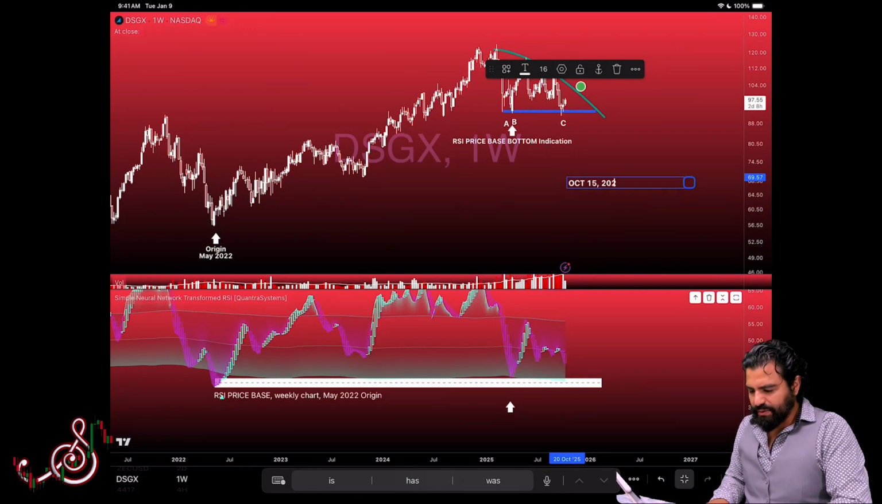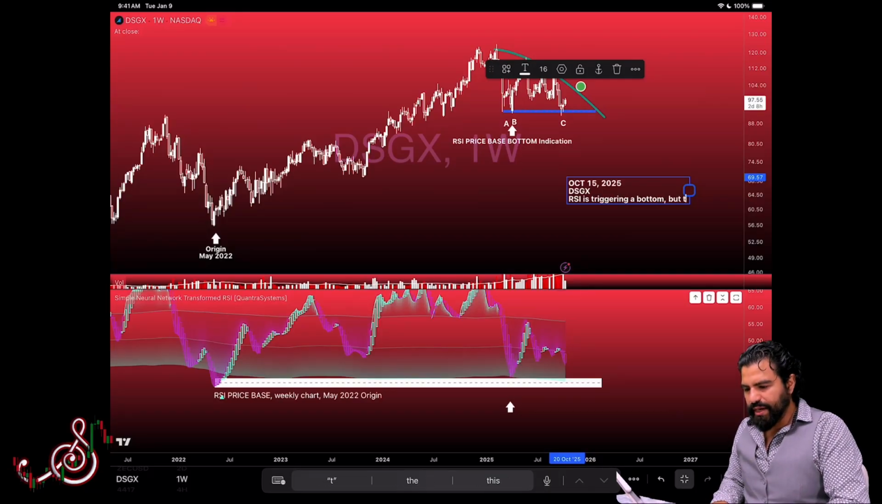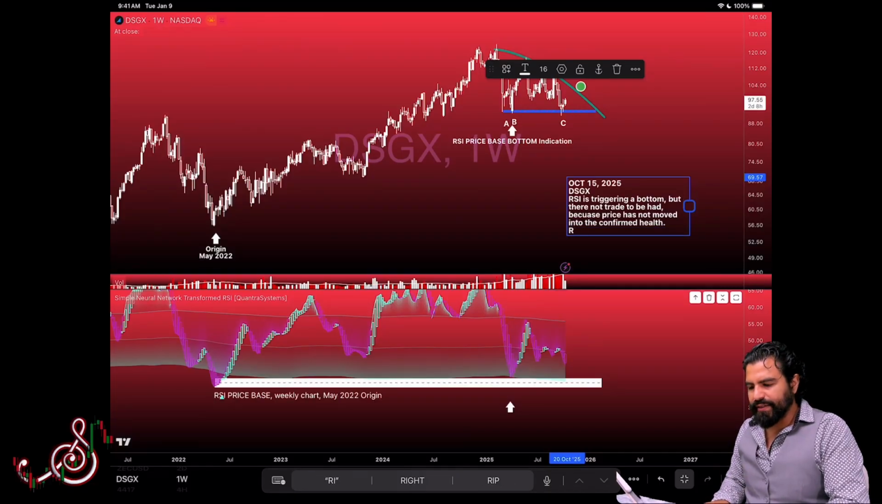October 15th, 2025. RSI, DSGX. RSI is triggering a bottom, but there is no trade to be had because price has not moved into the confirmed health. RSI can be triggered again with the larger overall move, and it may happen around December 29th.